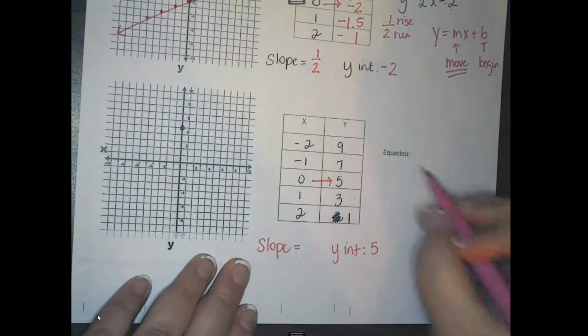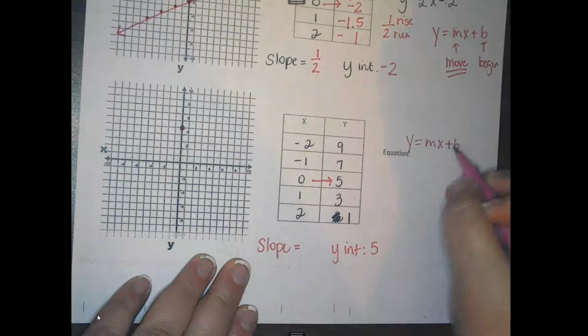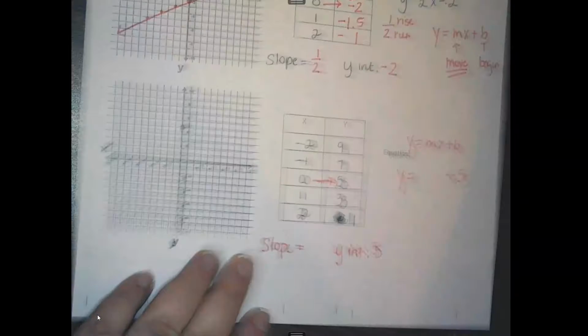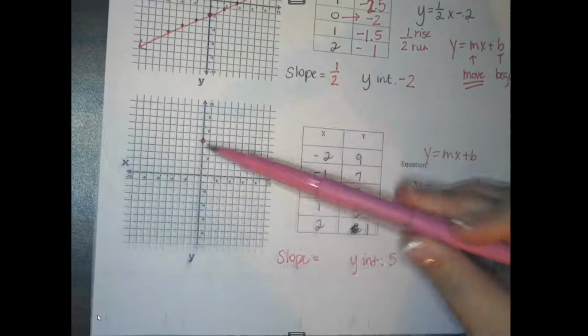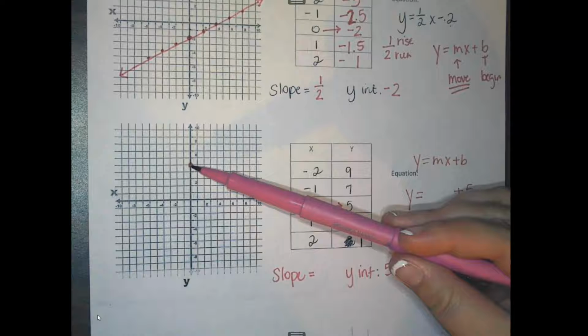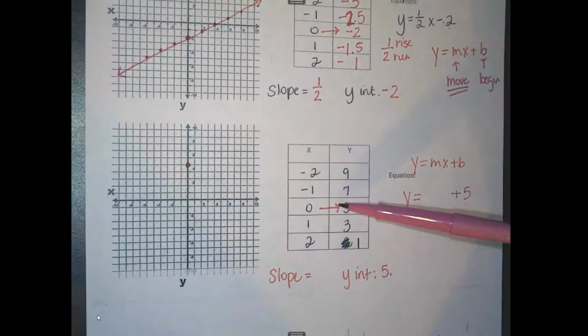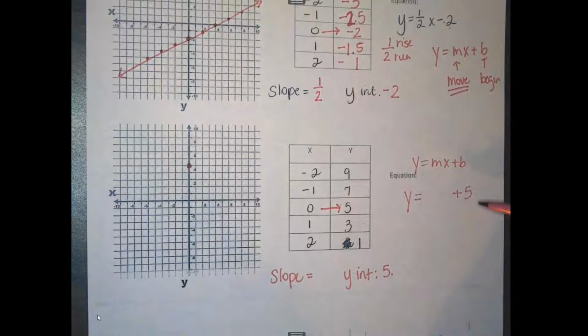And for my equation, remember y equals mx plus b, where that b is my y-intercept, I'm going to have plus 5 for that b. So just so you see the connection of all three of these, the table crosses at the 5, y-intercept is 0, 5, I can also see that on the graph, and it's going to be my plus 5 in my equation.